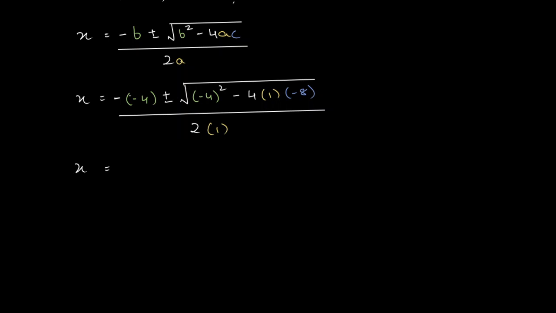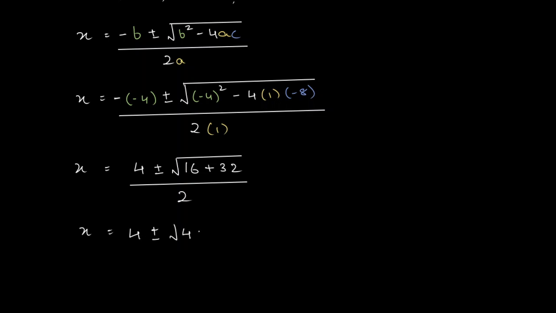Now let's start solving the equation. So minus of minus 4 makes it plus 4, plus or minus square root of b square minus 4ac, so 4 square is 16, minus 4 into 1 is minus 4, minus 4 into minus 8 is plus 32, that thing divided by 2a, so that's 2, right? So x will be equal to 4 plus or minus square root of 16 plus 32 is 48. The entire thing divided by 2.